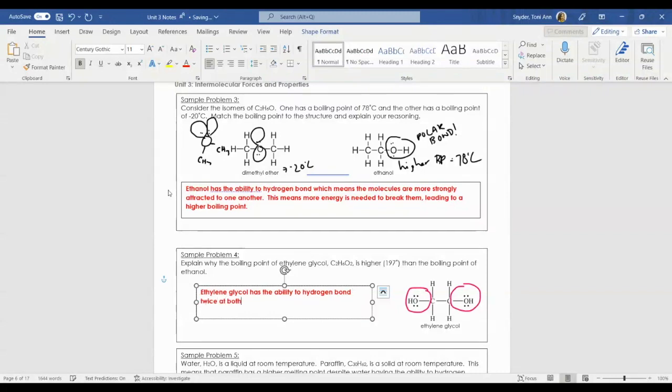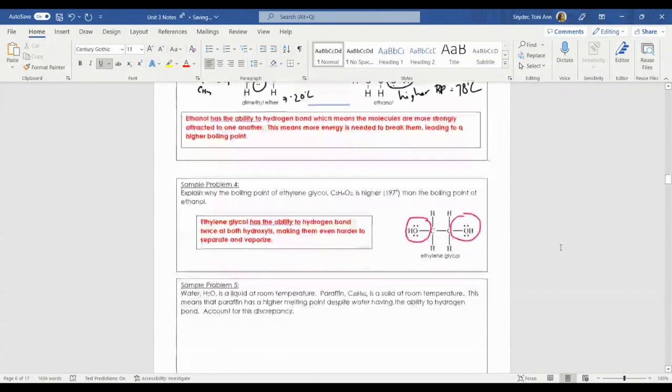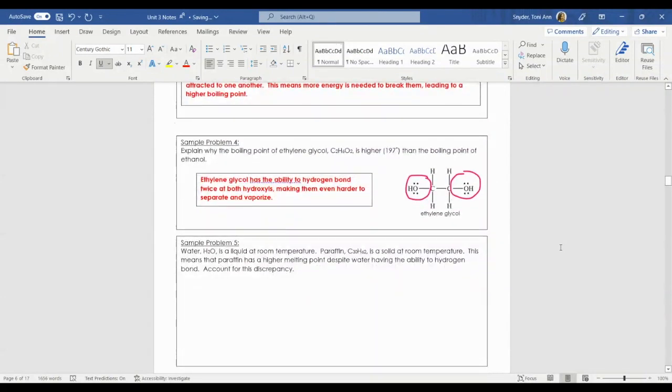twice at both. If you remember from AP Bio, what are those OH groups called? They're called hydroxyls. Making them even harder to separate and vaporize. There we go right there. It all has to do with how many times it can hydrogen bond. If it can hydrogen bond more times, it's going to be stronger to break.